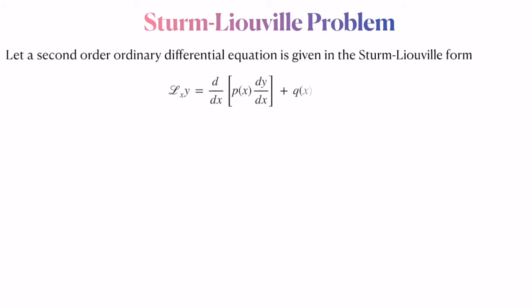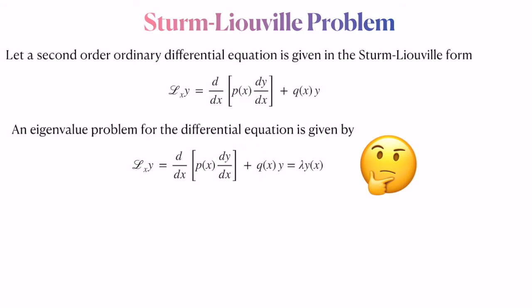Now let's look at the second order ordinary differential equation in Sturm-Liouville form. The differential operator is given by L_x of y is equal to d by dx of (p into dy by dx) plus q into y. The homogeneous differential equation is when we have this differential operator equal to 0.